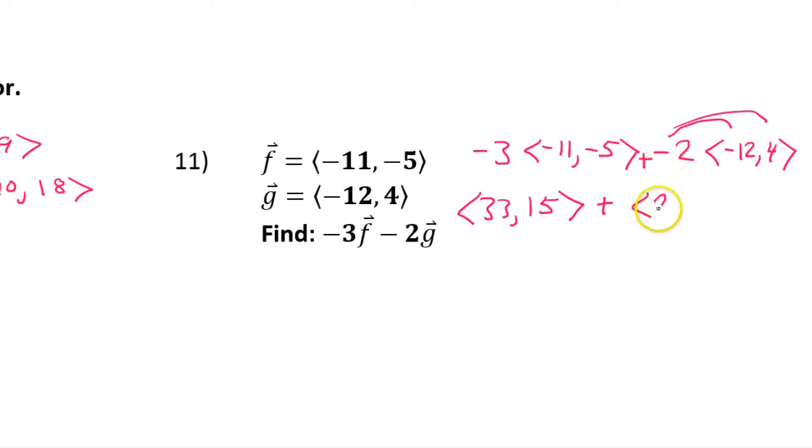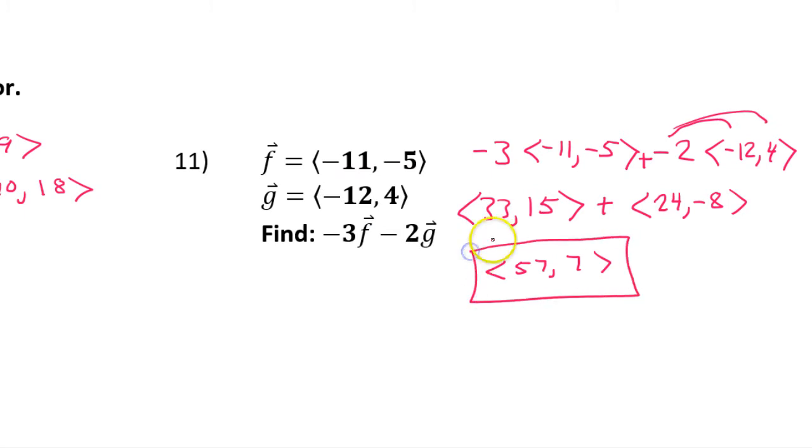So I'm going to get positive 24 and negative 8. And now I will combine the corresponding components. So this is going to be 57 and 7. So this will be the resultant vector for number 11.